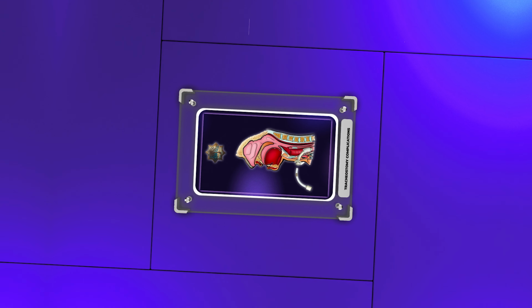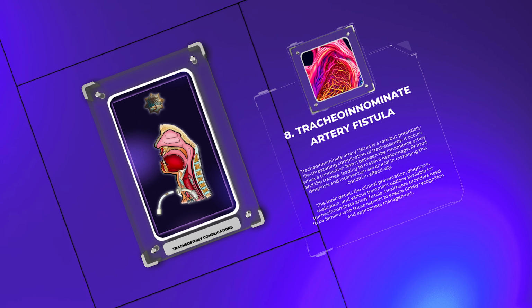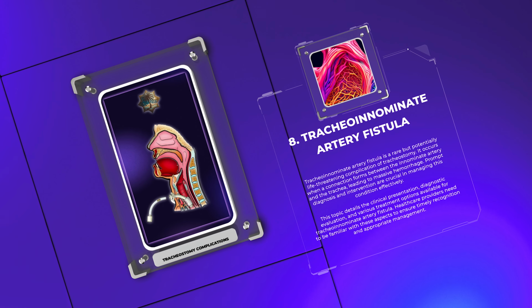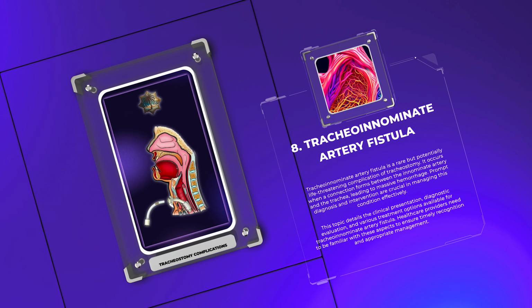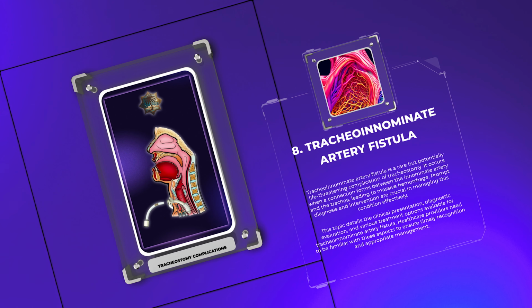Tracheoinnominate artery fistula is a rare but potentially life-threatening complication of tracheostomy. It occurs when a connection forms between the innominate artery and the trachea, leading to massive hemorrhage. Prompt diagnosis and intervention are crucial in managing this condition effectively.